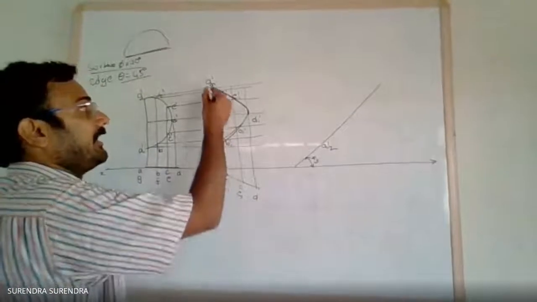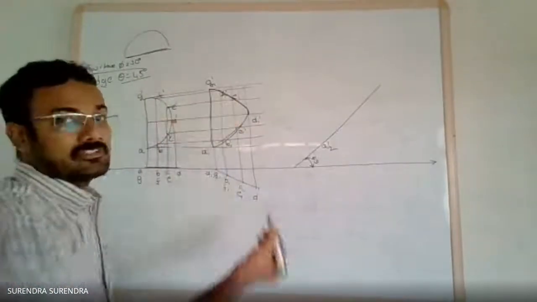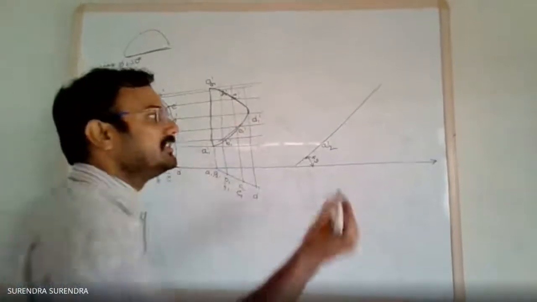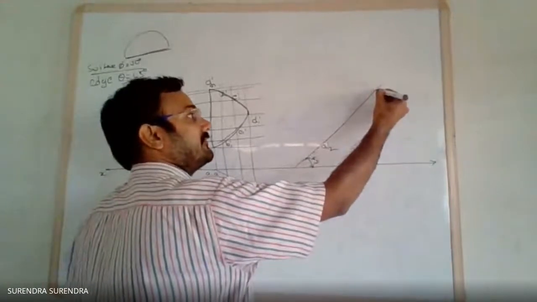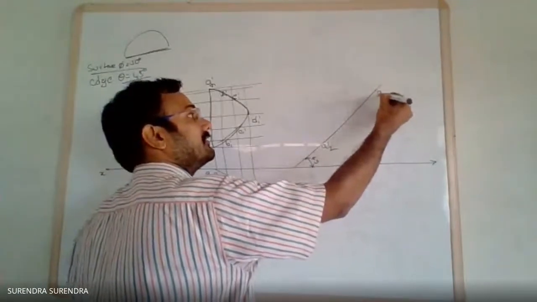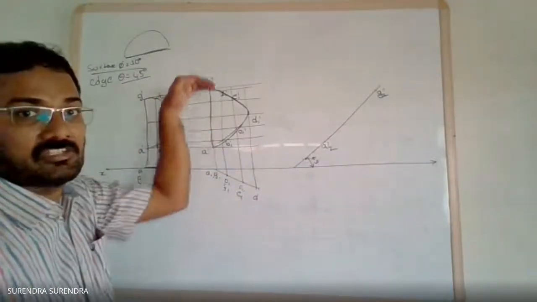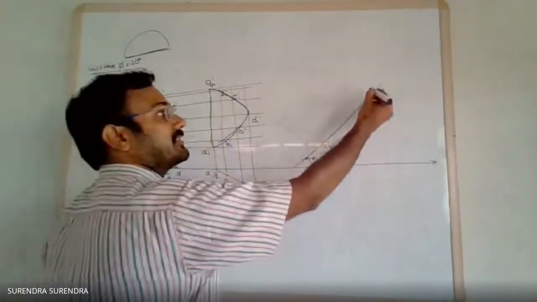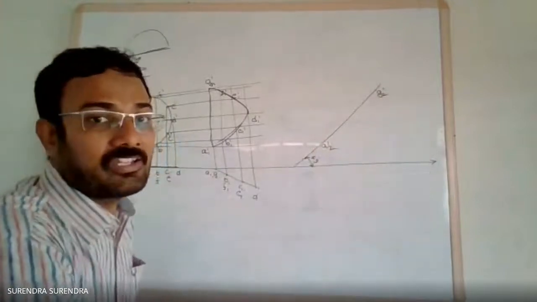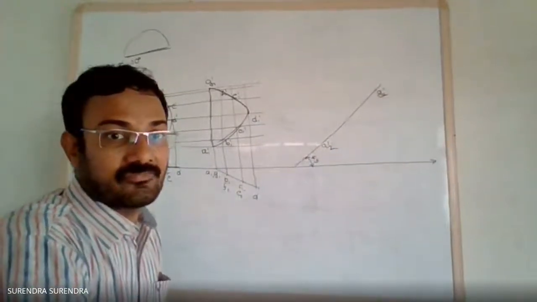Measure the distance from A to G, which is the same 80 mm. So from A2 dash, measure the same distance to G2 dash. Taking A2 as center, if you draw an arc, you get the point G2 dash.